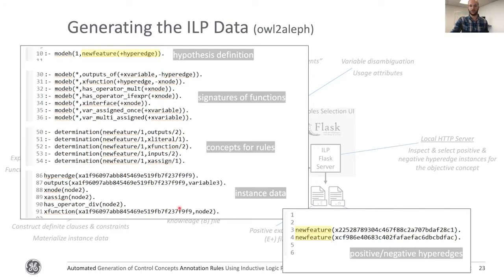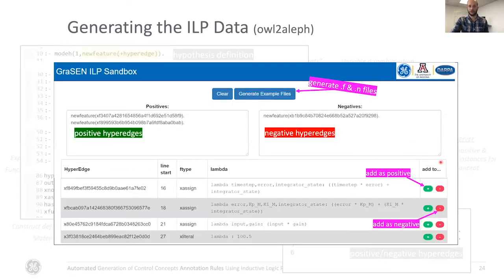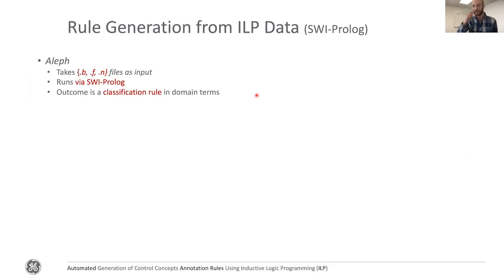And then this is how the positive and the negative files look. They just say, here are positive examples for a feature that corresponds to what we want to learn. And here are some negative examples of what we want to learn. And this is how the UI looks. So the user gets a bunch of statements, code statements, or hyperedges, and they can select if it's a positive or a negative. So these are added here, and then we can just generate all the files. And then we just run the ILP.